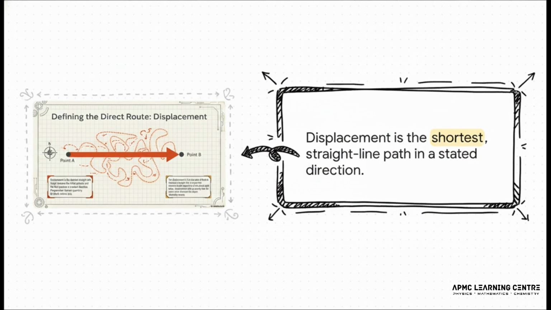But displacement? That's our vector. And it could not care less about your scenic route. Displacement only cares about one thing, the shortest, straightest line from where you started to where you finished. And of course, it has to tell you the direction of that line.